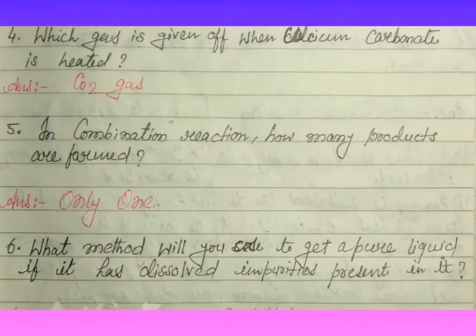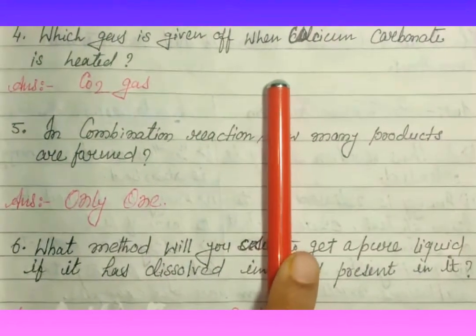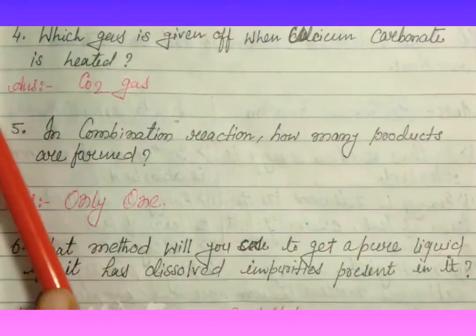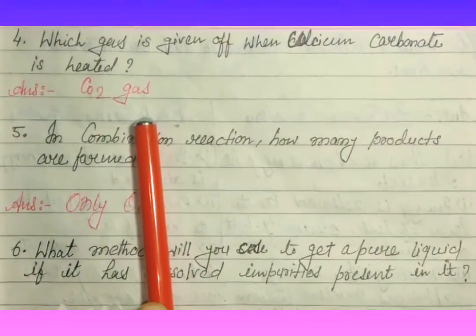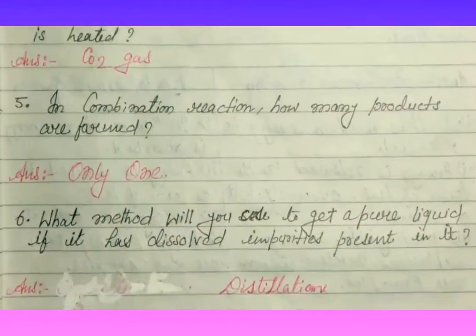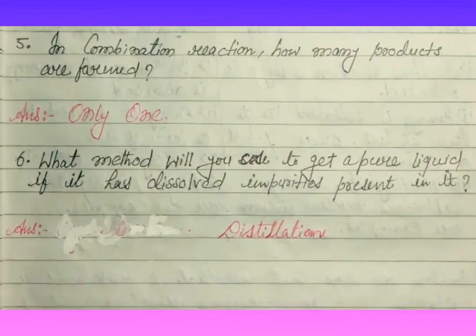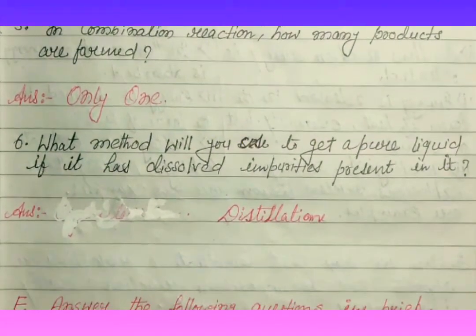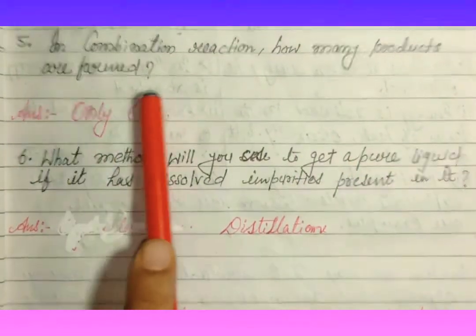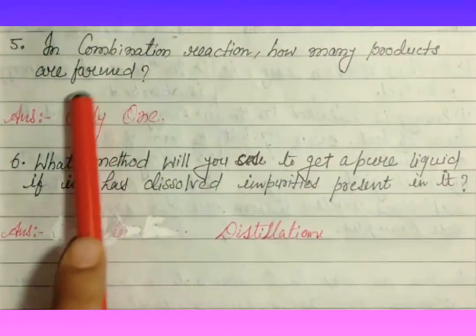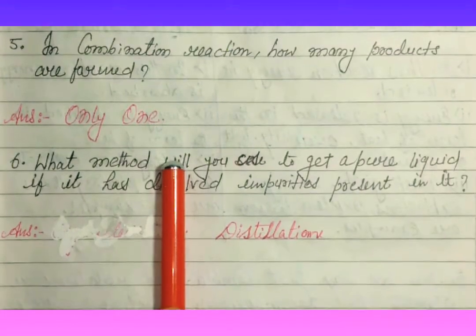Which gas is given off when calcium carbonate is heated? The answer will be carbon dioxide gas is given off when calcium carbonate is heated. Now the next question, in combination reaction, how many products are formed? The answer will be only one.